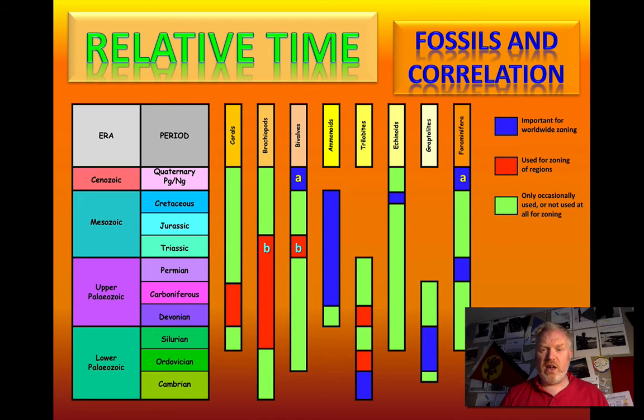The two groups that are least useful for worldwide zoning, it's the corals and the brachiopods. Perhaps regionally they might be useful. I know, for example, the corals are used in Britain to zone the Carboniferous, but worldwide they have limited use.